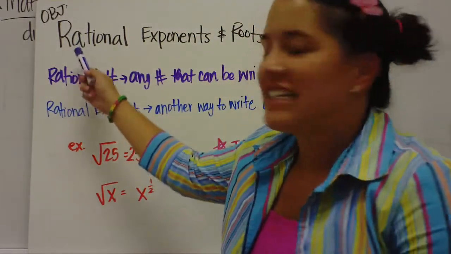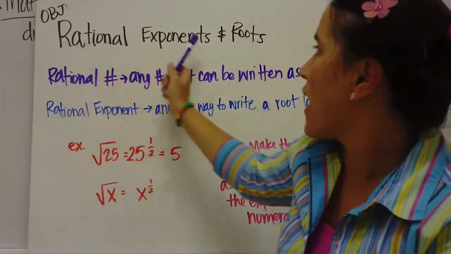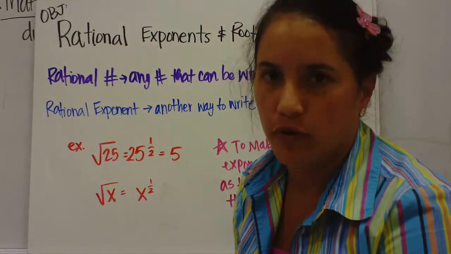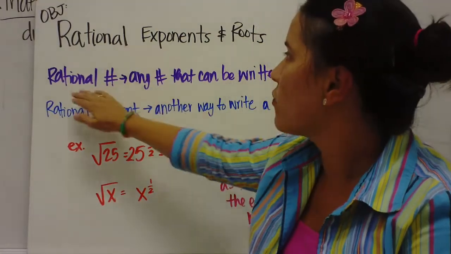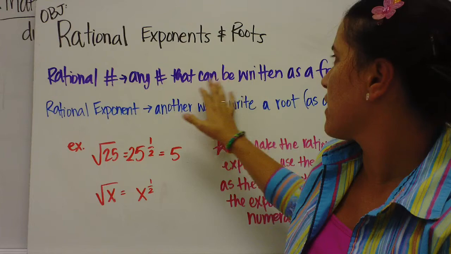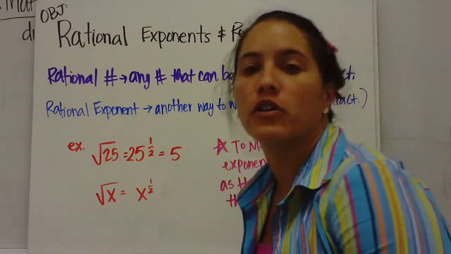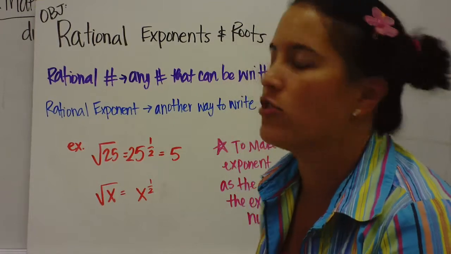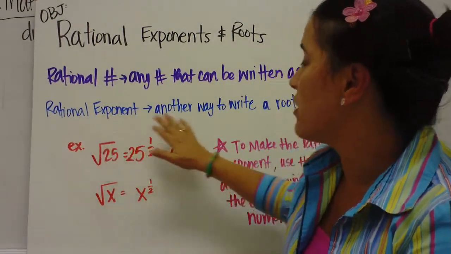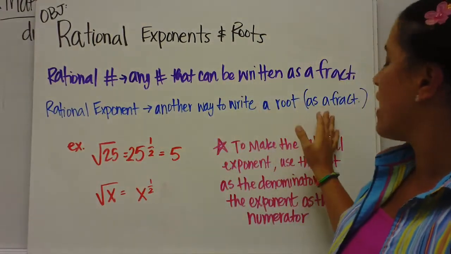Hey y'all. Today's objective is rational exponents and roots. Rational number: any number that can be written as a fraction. So if you can take any number and rewrite it as a fraction, then it's a rational number. A rational exponent is another way to write a root as a fraction.